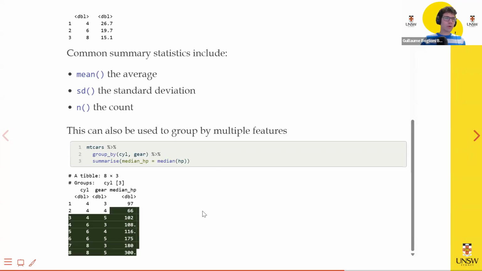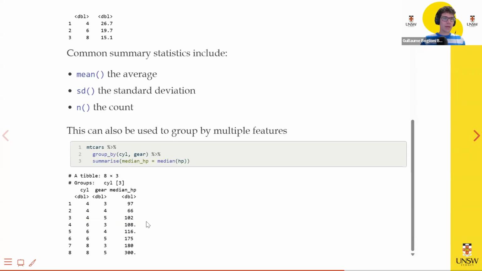Now, there's only 32 cars in this data set, so I'm guessing some of those values might be based on only one or two observations. I don't know, I would need to check. But this is what you obtain: statistics for subgroups of your population.